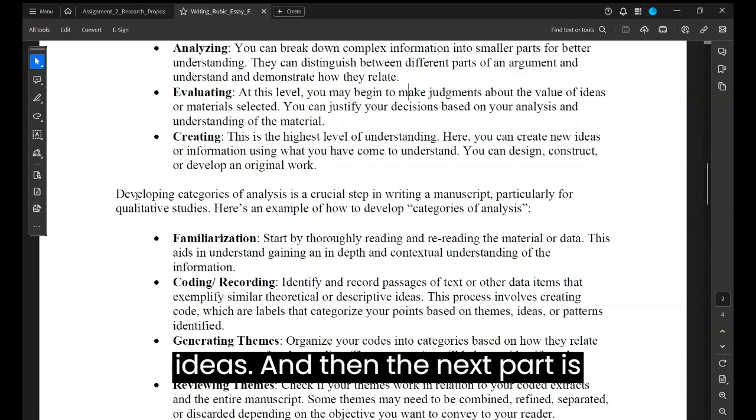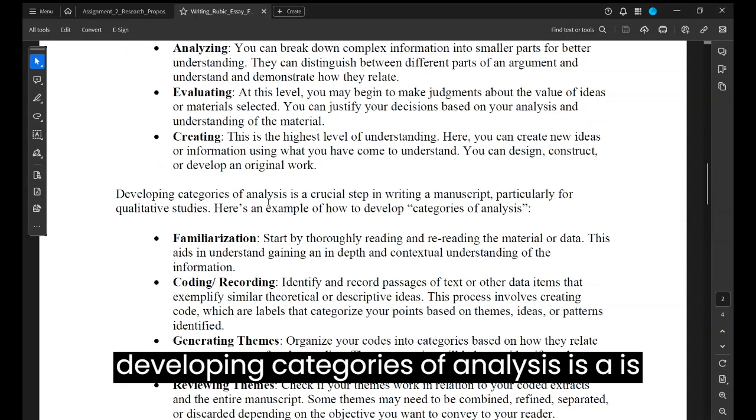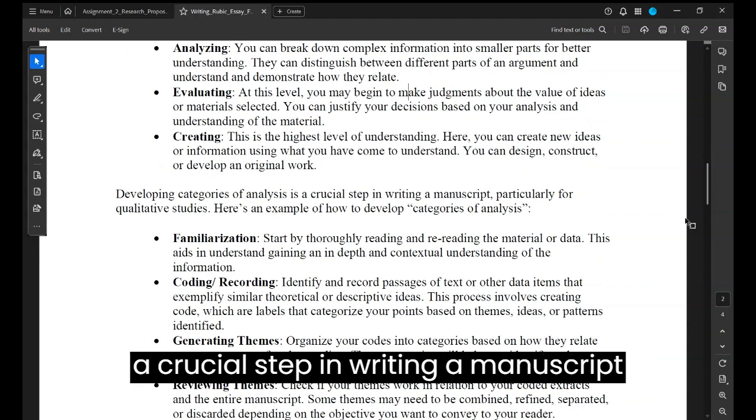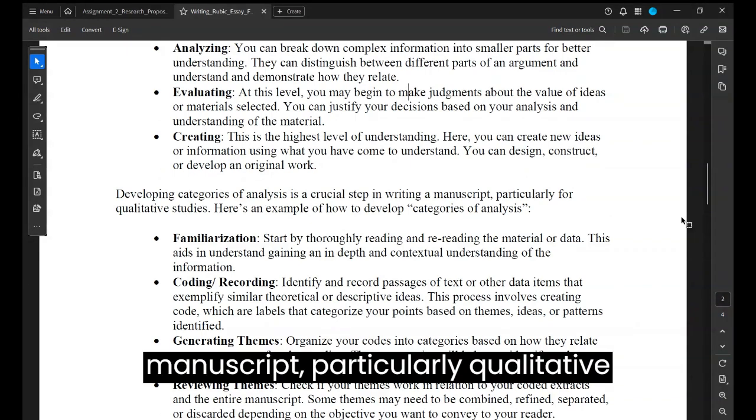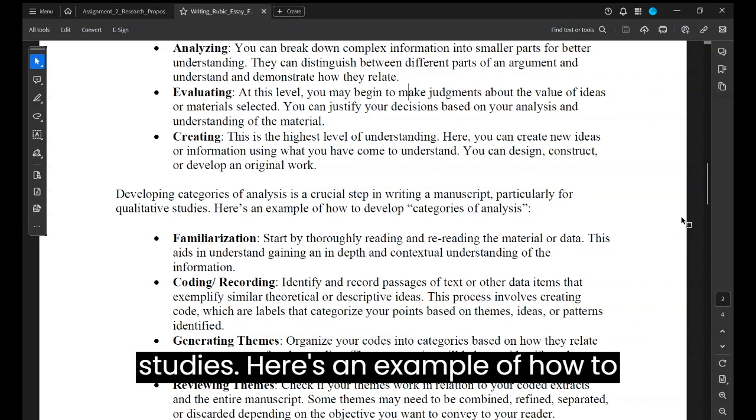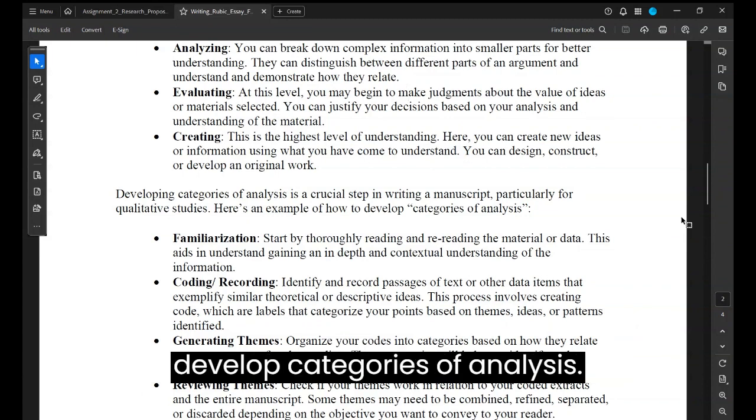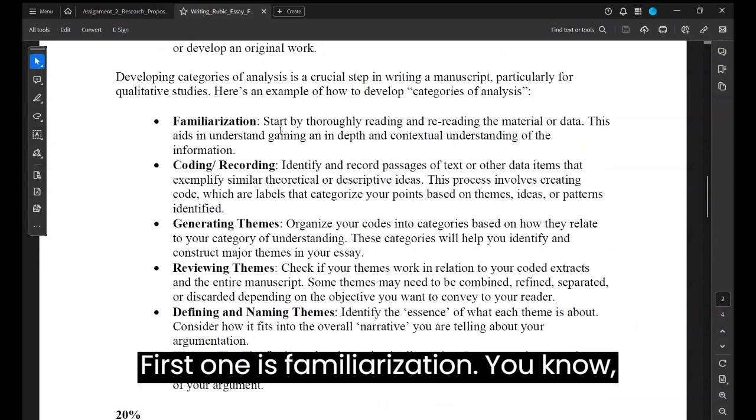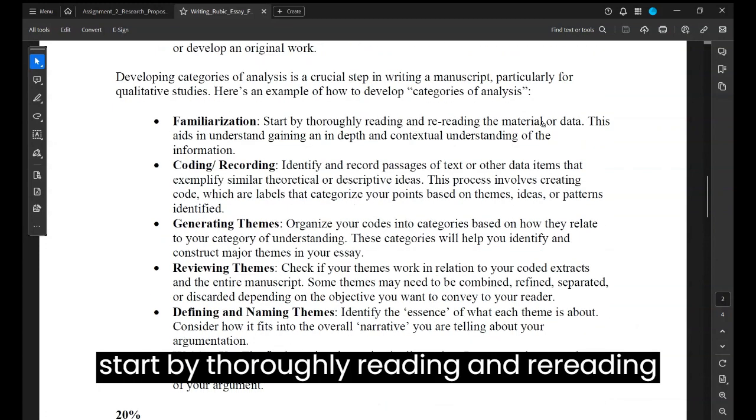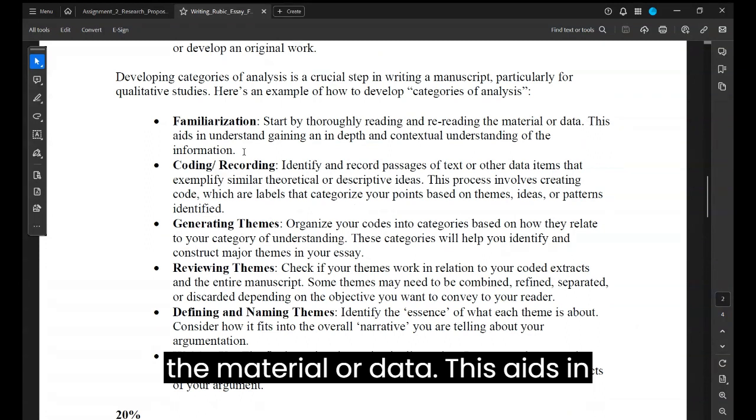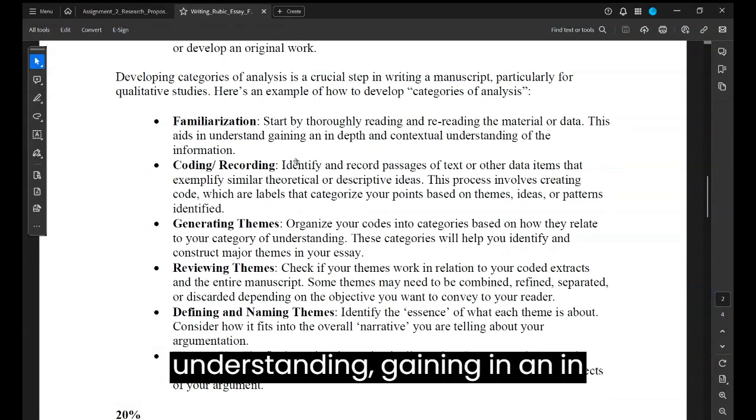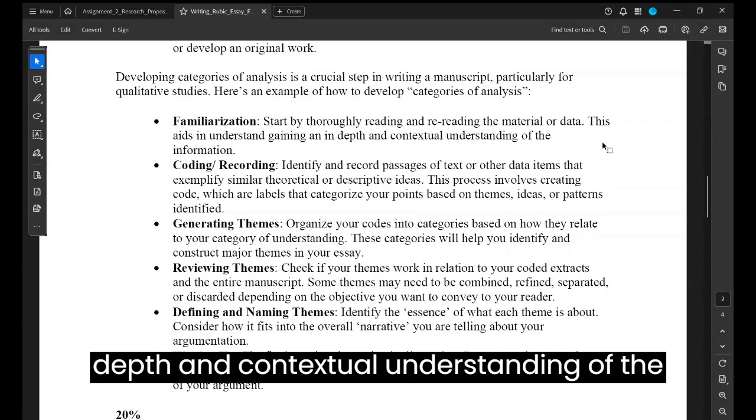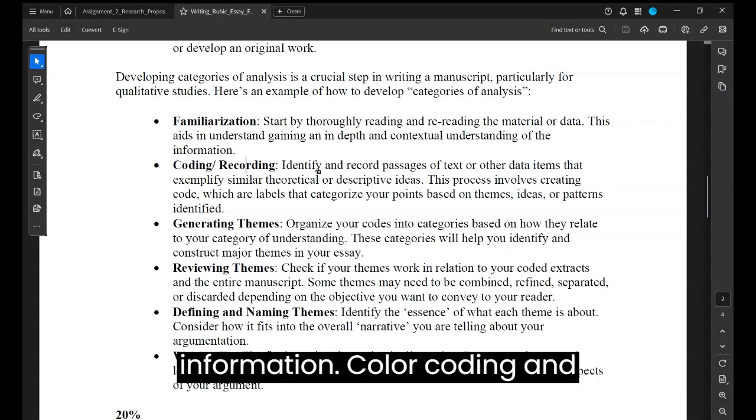And then the next part is developing categories of analysis, which is a crucial step in writing a manuscript, particularly qualitative studies. Here's an example of how to develop categories of analysis. First one is familiarization. Start by thoroughly reading and rereading the material or data. This aids in gaining an in-depth and contextual understanding of the information.